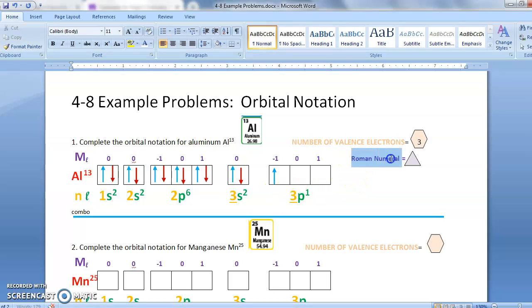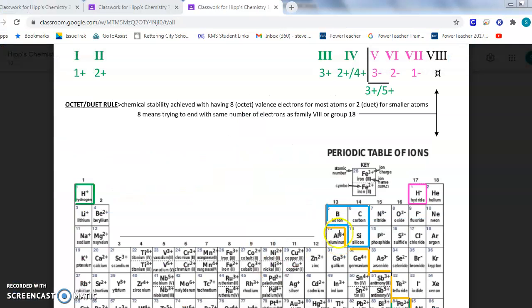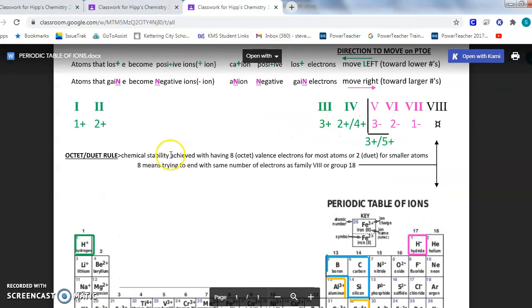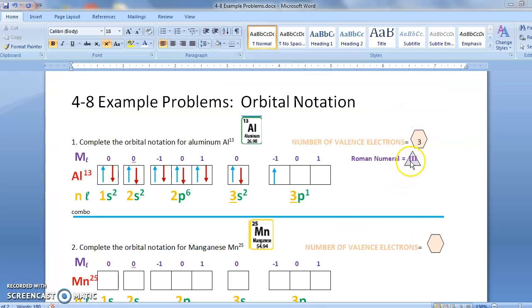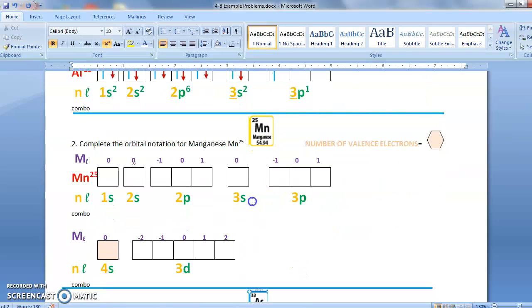Now it's asking me to look up the Roman numeral. What's the Roman numeral? That is the Roman numerals, the numbers that were written above the different columns or groups on the periodic table. And that was on our periodic table of ions. So I've got to go find the periodic table of ions. So I'm looking at the periodic table of ions. There's aluminum. I'm going up above aluminum, and I see right here that there's a Roman numeral 3 above the aluminum. So there's the Roman numeral 3 in the box. Is it a coincidence that the number of valence electrons is 3 and the Roman numeral is a 3? I don't know. You'll soon find out.